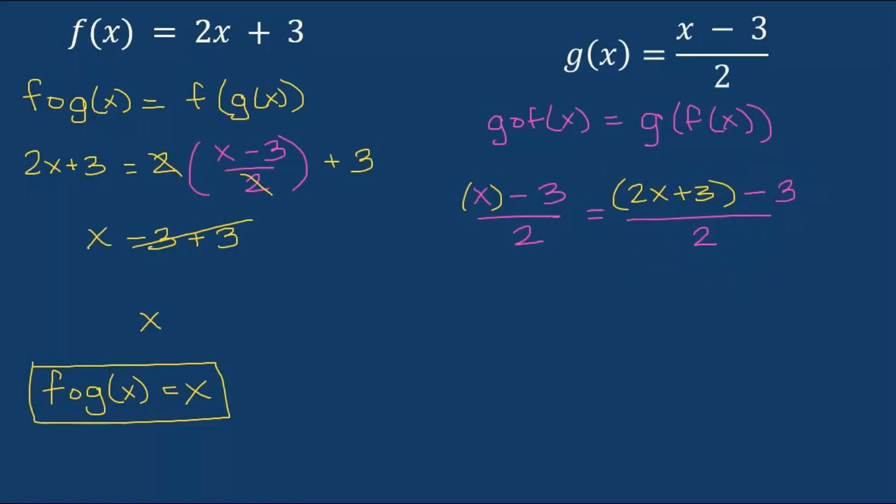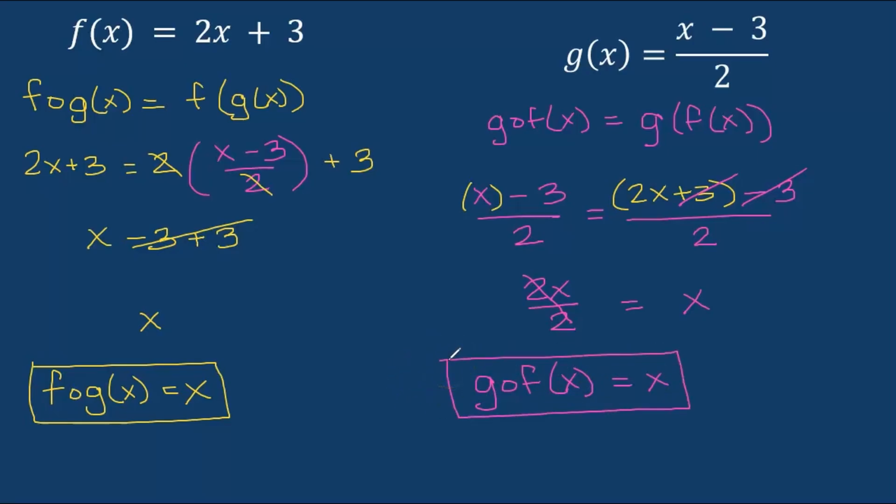And now I'm going to simplify. There's not a whole lot of simplification that needs to be done here. Positive 3 and negative 3 cancel each other out, and that leaves me with 2x over 2. 2 over 2 also cancel each other out, so I'm left with x in this case as well. That means g of f of x is x. Since these two match, I have officially verified that they're inverses to each other.